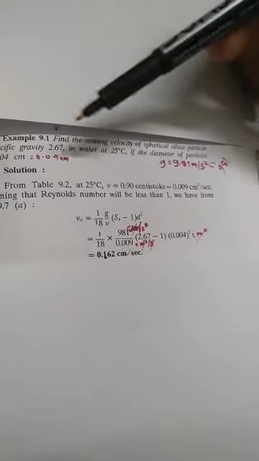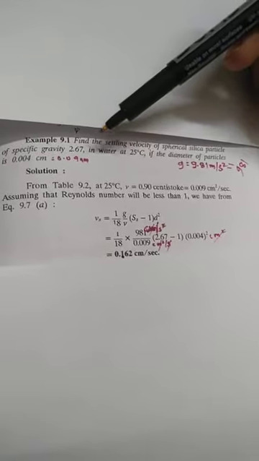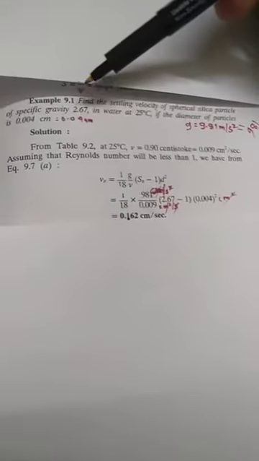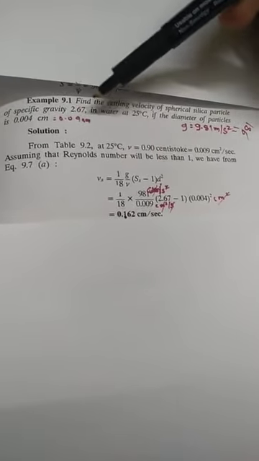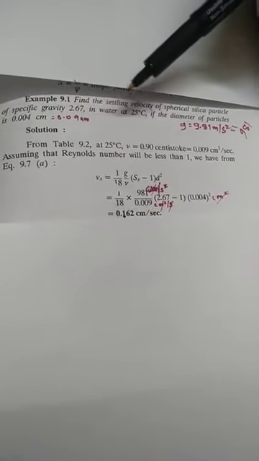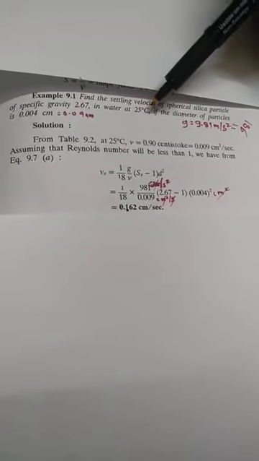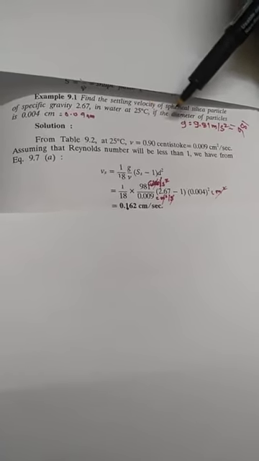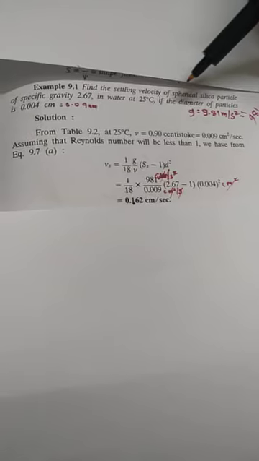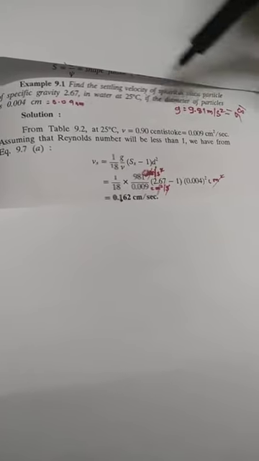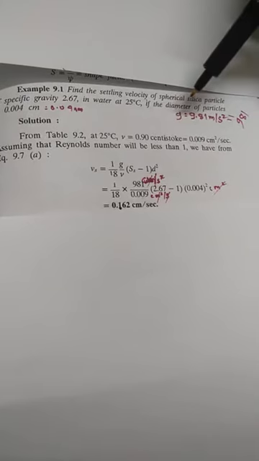First we are going to solve an easy kind of problem. We will read it first, and then see what we need to determine in this problem. Find the settling velocity of a spherical silica particle of specific gravity 2.67. Remember the specific gravity given in this problem; this is nothing but Ss. In water at 25 degrees Celsius, standard temperature, if the diameter of the particle is 0.04 centimeter. So what have they asked in the problem? Find out the settling velocity. We need to find out Vs, and specific gravity and diameter are given.